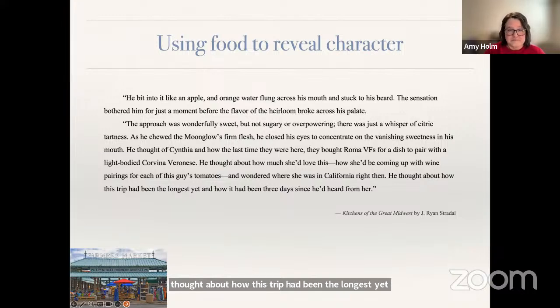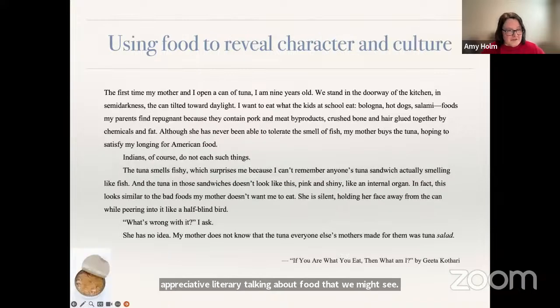heard from her. So this novel takes on more of what I would call a foodie tone, a little bit more of the appreciative, literary talking about food that we might see in fiction. It's a good book. All right, then we have some nonfiction.